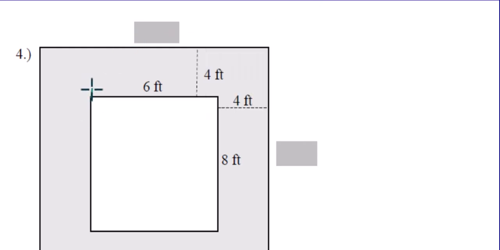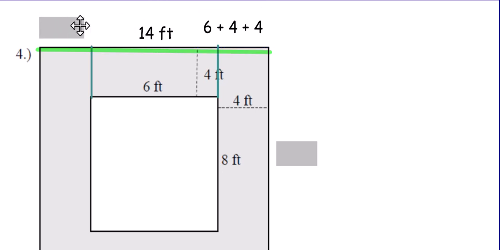We'll start with blue. So I know that this distance between these two blue lines is 6 feet, this number right here. And then we have 4 feet on each side. So in order to figure out this entire length right here that I'm going to highlight in green, let me grab my highlighter. In order to find this entire length, I've got to take 6 plus 4 plus 4. 6 plus 4 plus 4 is going to get us 14 feet going across. I hope I get that correct. 6 plus 4 is 10, 10 plus 4 is 14 feet.